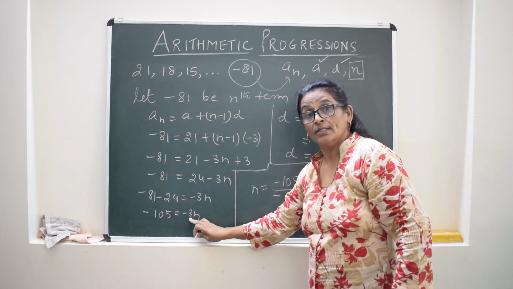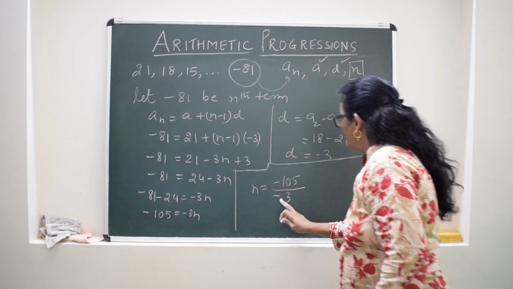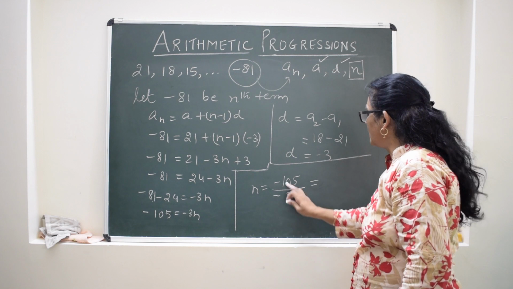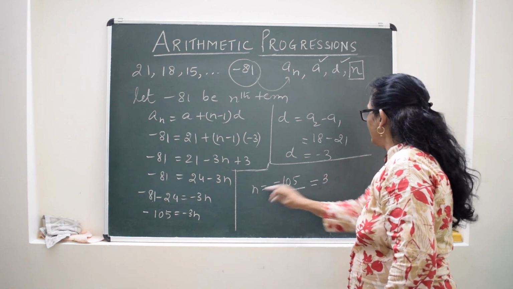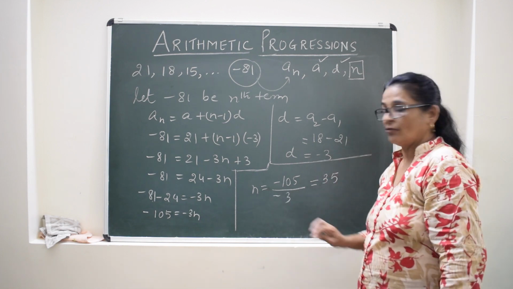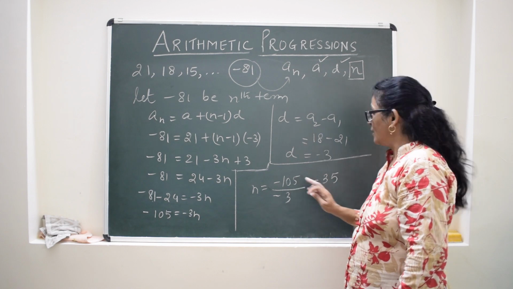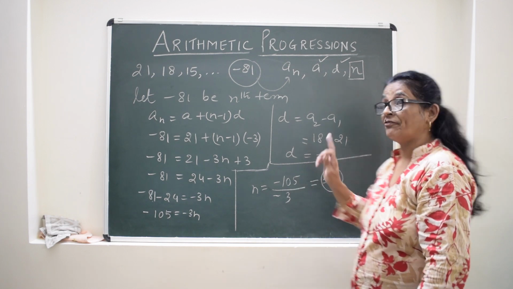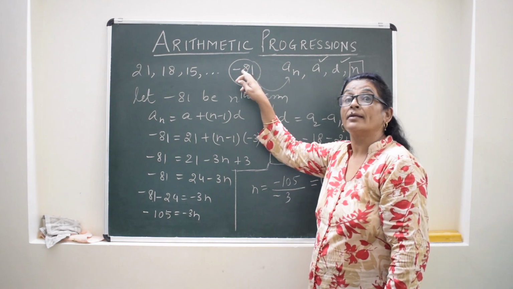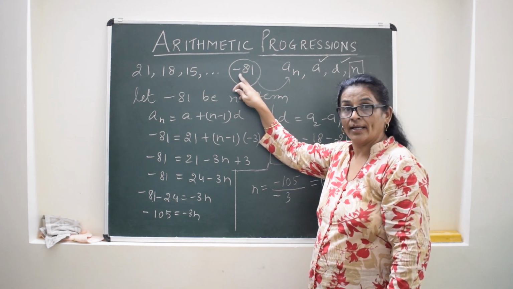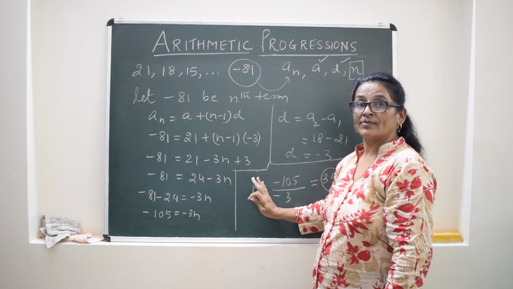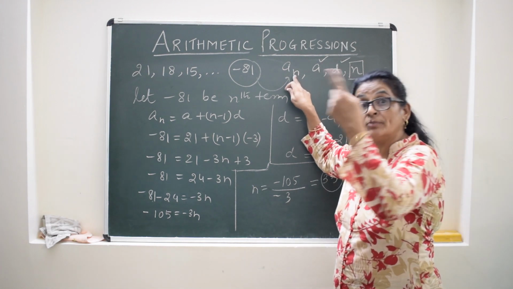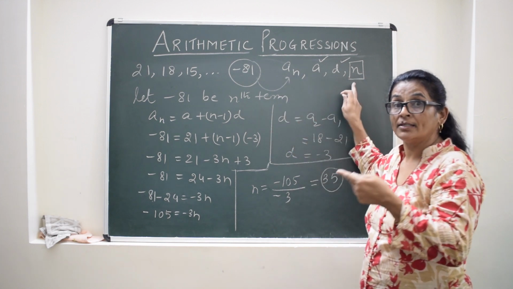Don't forget to shift this minus 3 on other side. So this minus sign will be cancelled. So n is equal to 35. 3 is a 9, carry 1. So what have we observed? We have seen that the 35th term will be minus 81. Okay. So in this example what we have seen, that if a is known, d is known and nth term is known, then we can calculate n.